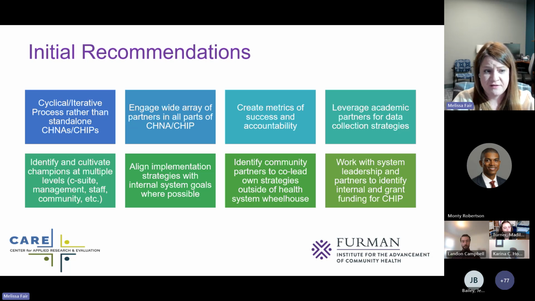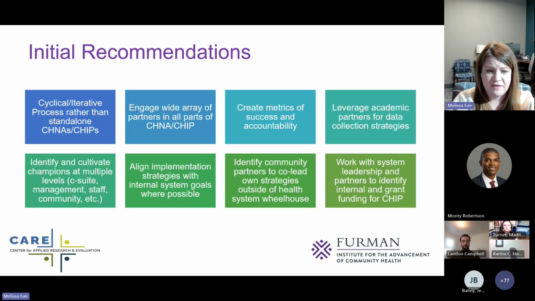The most effective health systems, also in the literature and in this process, identified and cultivated champions for their prioritized strategies. And they had champions at multiple levels. They sought buy-in from their C-suite, management level, also boots on the ground staff, community, et cetera.